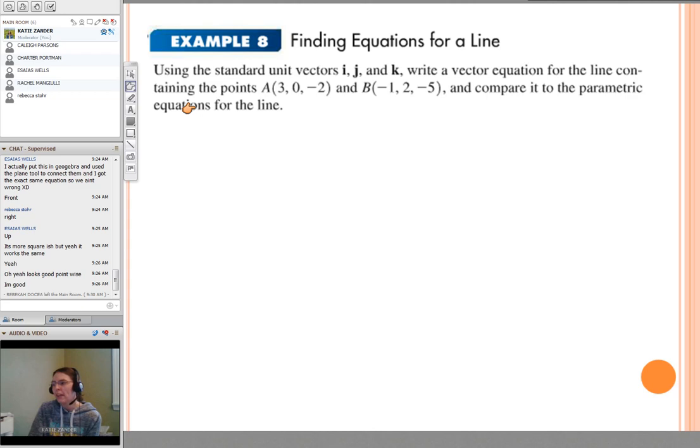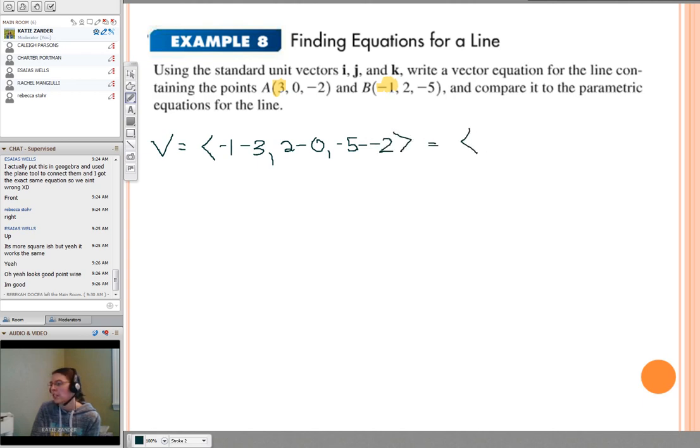Okay, so to put it in the vector form, if we're given 2 points, we have to find the vector component of that by doing the head minus tail rule. So I have point A, B. We've got to do -1 minus 3, right? So that head minus tail rule is you take that second value and subtract off the first. And we're going to do that for each set of terms, right? So 2 minus 0 and -5 minus -2. Let's go ahead and simplify that. What do we get for this vector v then?